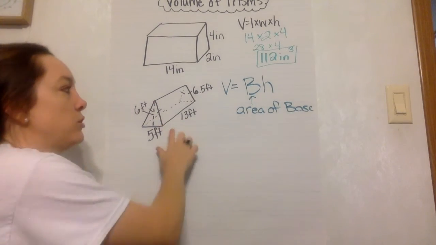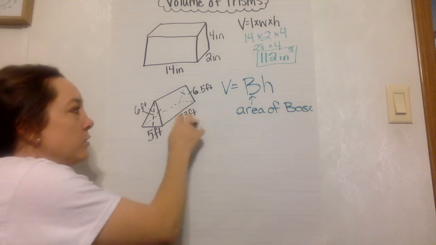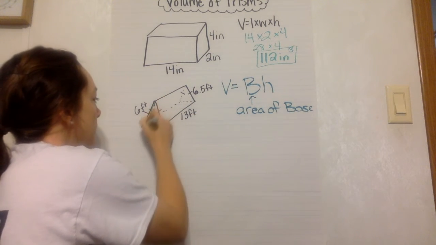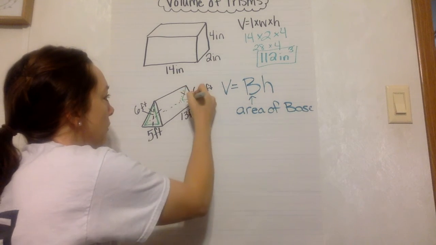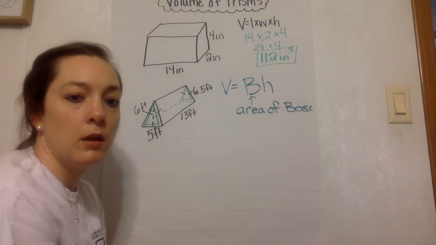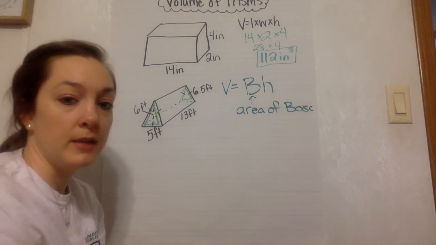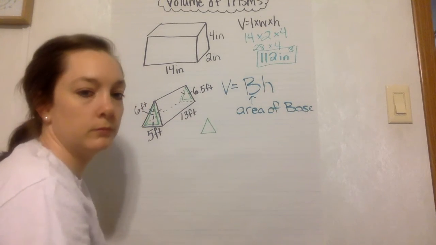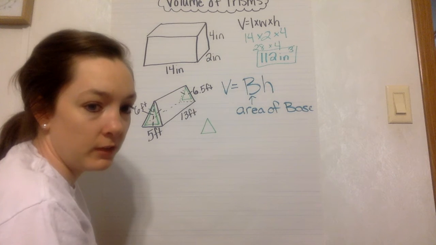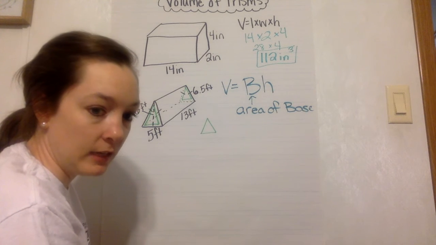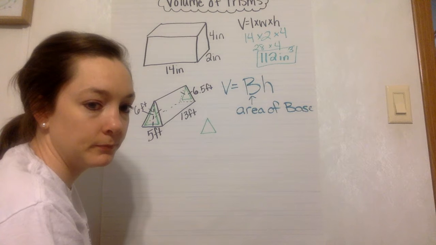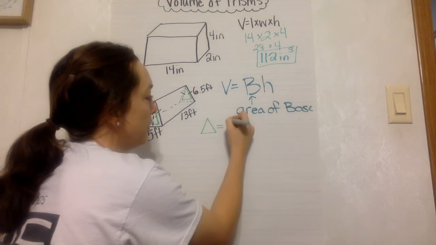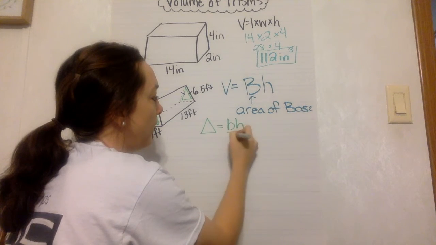So, for this triangular prism, we know the sides are rectangles, but we have these triangular bases, okay? You see those? So that's our base. We know that our base is a triangle, all right? How do you find the area of a triangle? Go ahead and say it out loud. I'll give you a second. So, triangles, the area is the base times the height divided by 2.